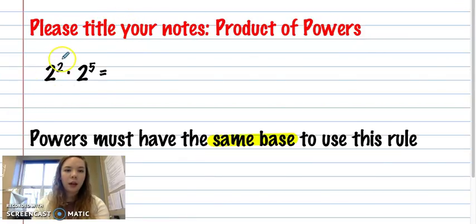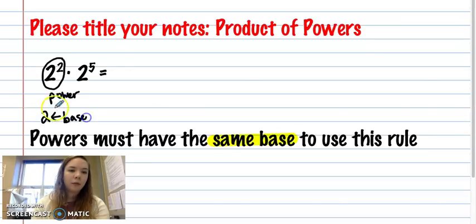This whole thing is considered a power, where 2 is your base, and the squared, the little 2, is your exponent. Okay, so a power refers to the whole thing, so the product of two powers, and the exponents are just the number at the top. Okay, the bottom number is your base.